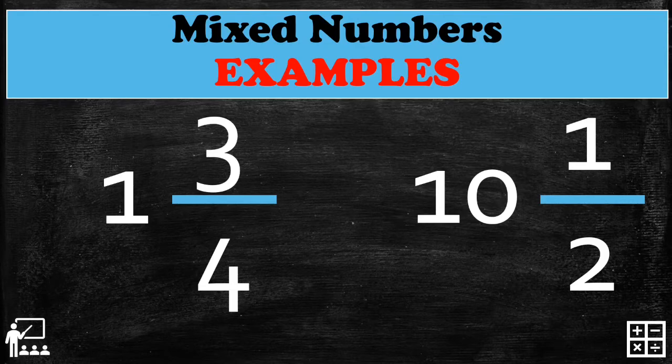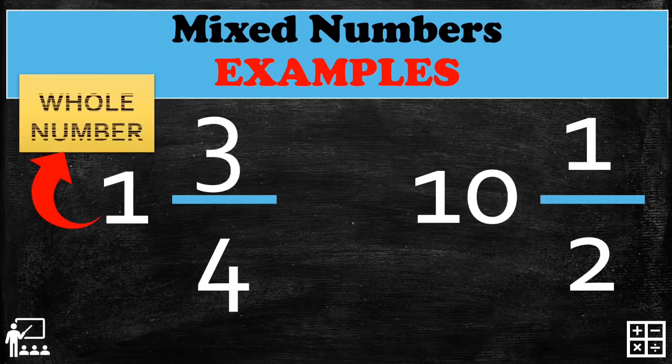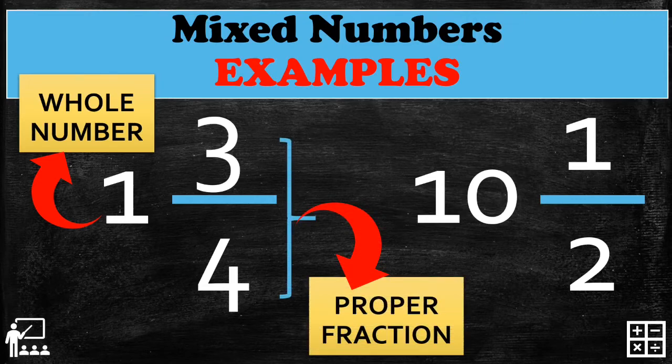1 and 10 are the whole numbers in those mixed numbers. So the first number, as you can see, is the whole number. And the proper fractions are 3/4 and 1/2. So if you see a whole number with a fraction, this is what you call a mixed number.